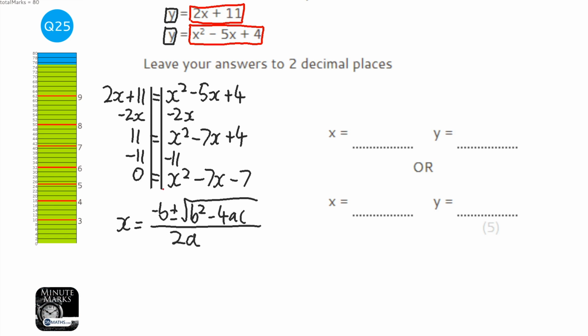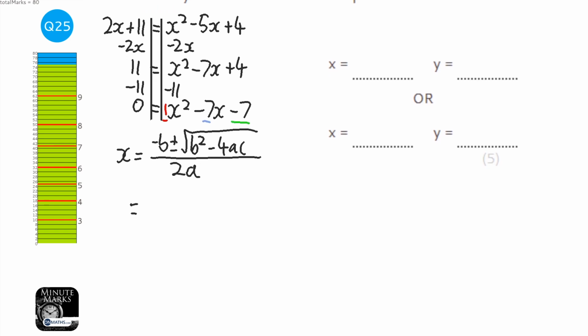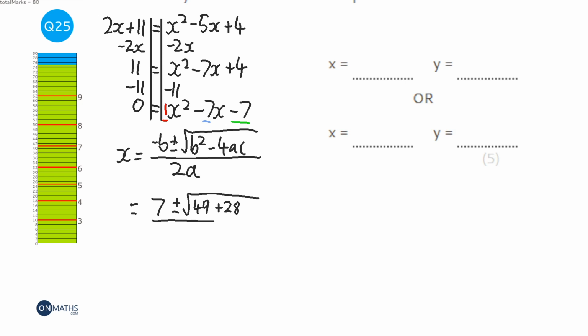We've got a is 1, b is minus 7, and c is also minus 7. Okay, it's going to take a while. So minus b is going to be just 7, plus minus b squared, which is going to be 49, minus 4 times a, which is 1, times c. And you can use your calculator for this, so it's minus 4 times minus 7, which is positive 28, so it'll be plus 28. Okay, over 2.